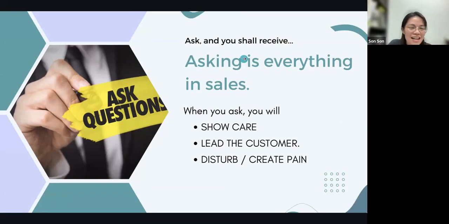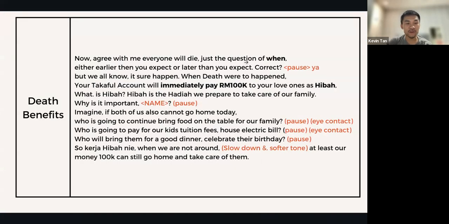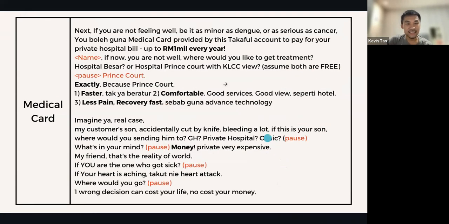Okay, I'll send you the slide. So the asking is 3 things: show care, lead the customer, and create pain. So the 4 coverage just now, this is the death benefit. It's all scripted, even with pause, even with eye contact. So you cannot go wrong, it's all there for you. And then this is the hospital. The bottom part is bonus points.